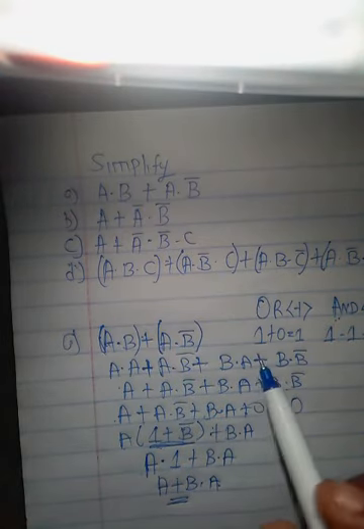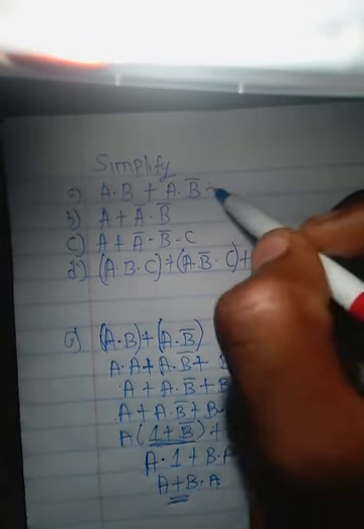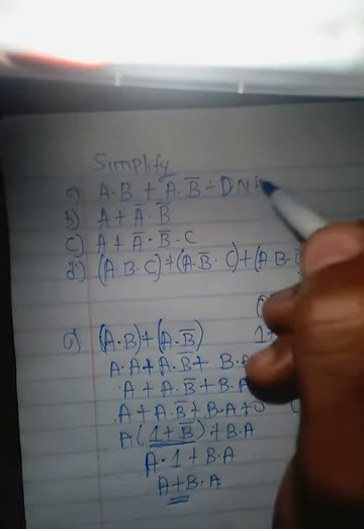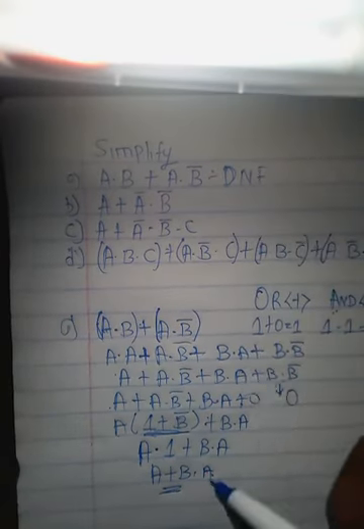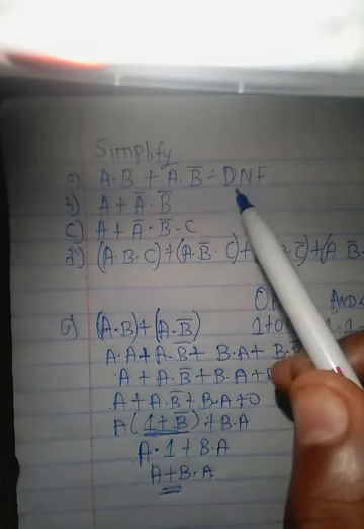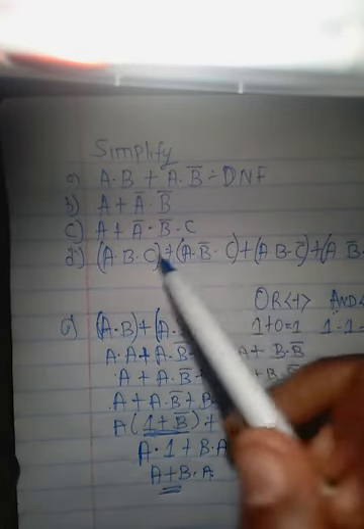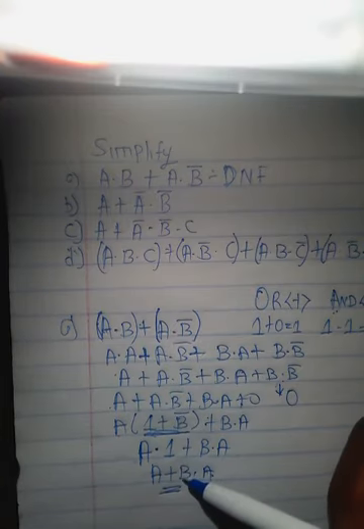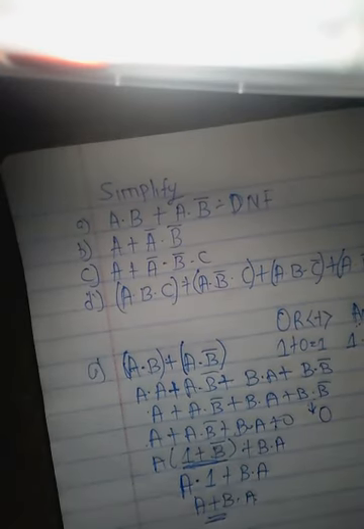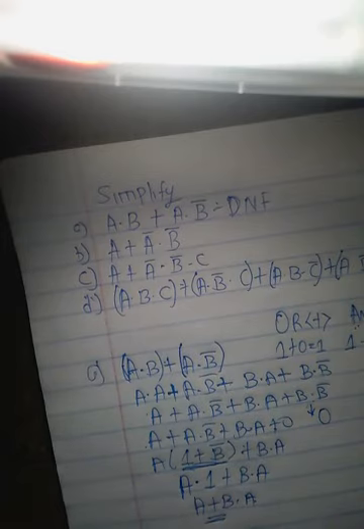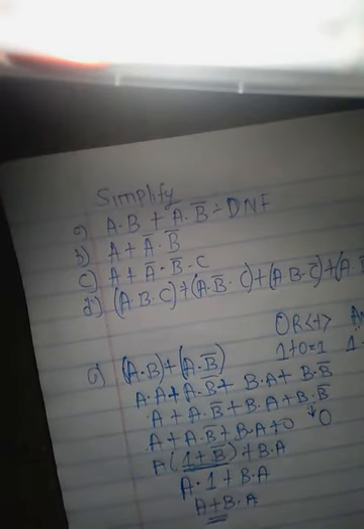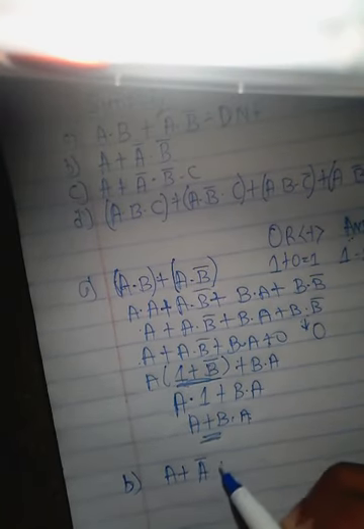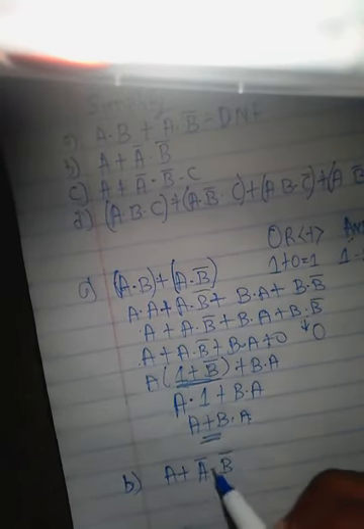We could call this the disjunctive normal form, or DNF. This is just a simpler form of the DNF here. Basically we're just trying to simplify this to a more compact expression. So let's go ahead and try the second question here. We have A plus A bar plus dot B bar here.